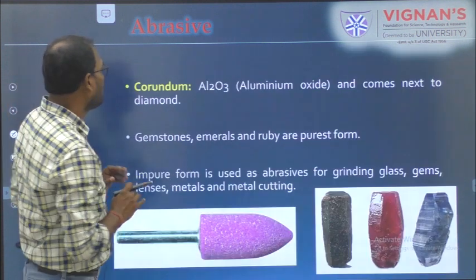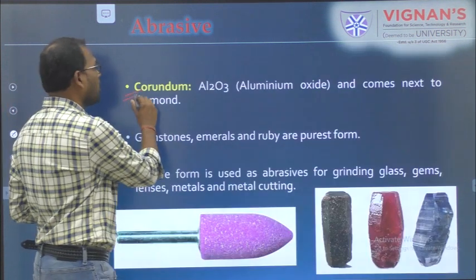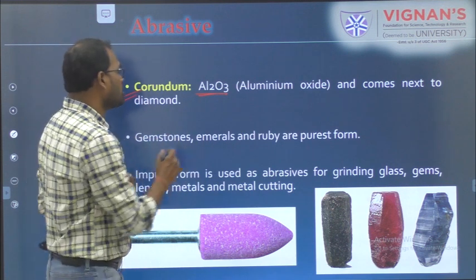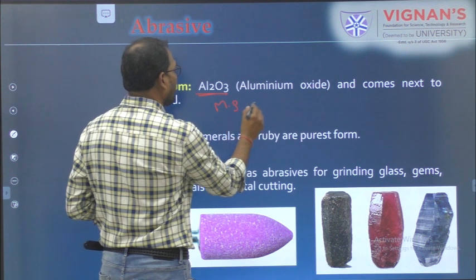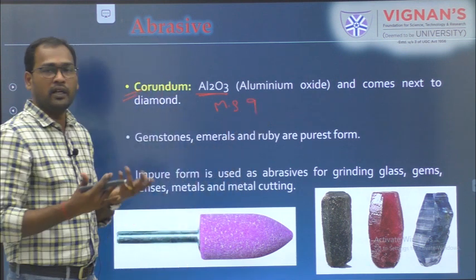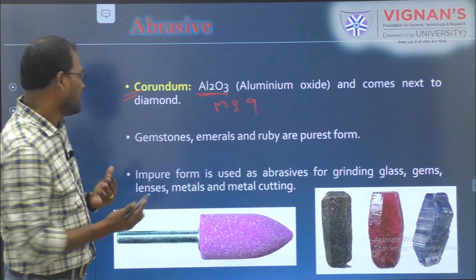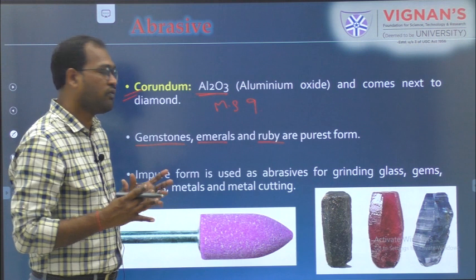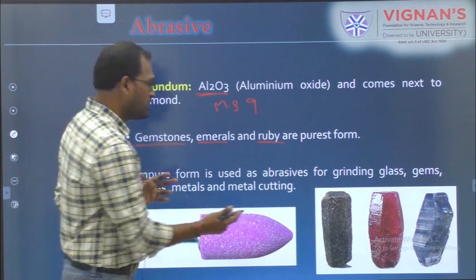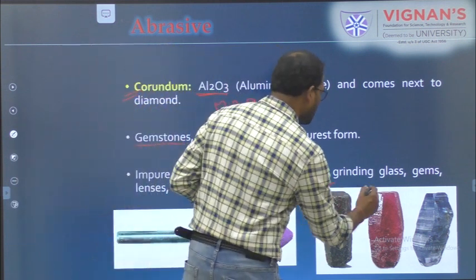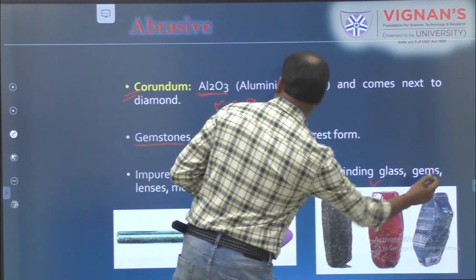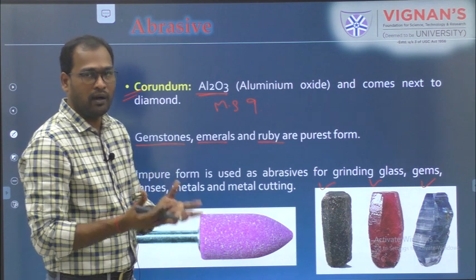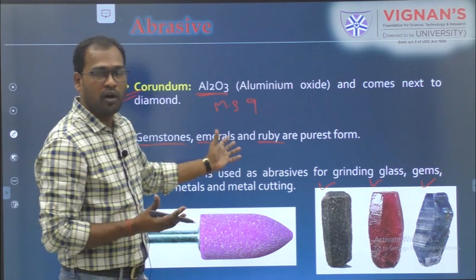Okay, right. So moving on to the next one, corundum. As I said, corundum is nothing but aluminum oxide, Al2O3, and it has got a Mohs scale of 9. Widely available corundum materials are gemstones, emeralds, and ruby. So these are the purest form of alumina. You can see here, these three are gemstones, ruby and emerald, right? So these are all very widely, naturally available purest forms of corundum.